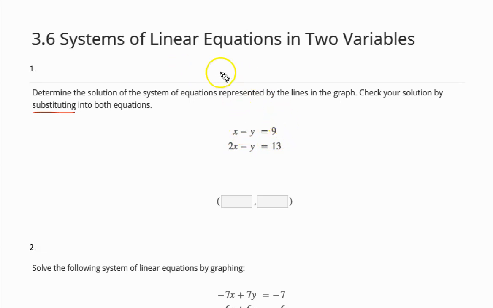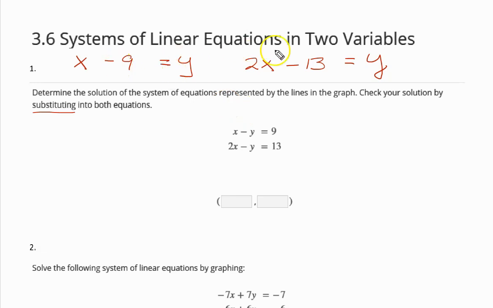Well, if I move the y over to this side, it becomes positive. And then I have x still on that side. I'm going to transpose the 9 to this side, and it becomes a negative 9. So we've solved this equation for y. Now let's solve this equation for y. Again, I'm going to transpose the y to this side, becomes positive. And we get 2x, and then I'm going to transpose this 13 to the other side.